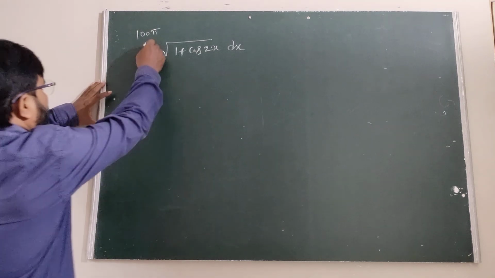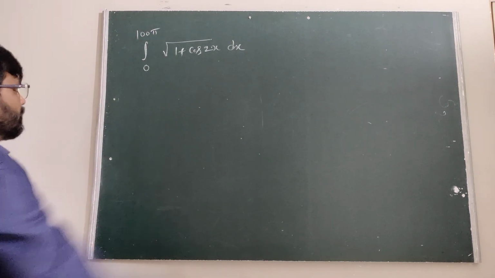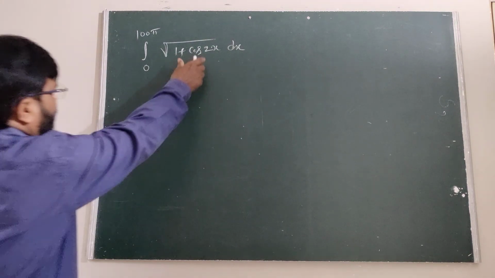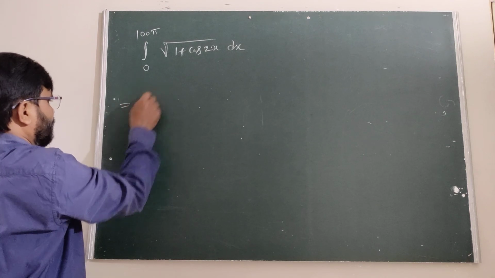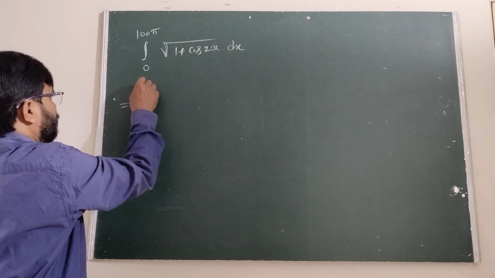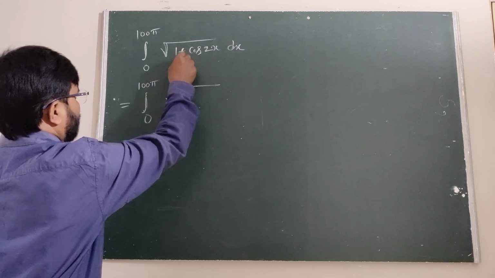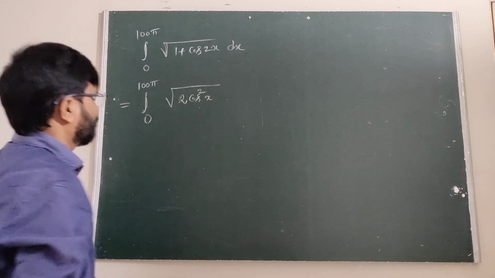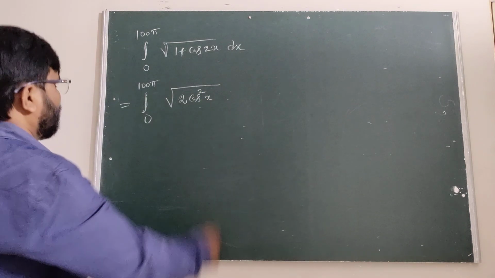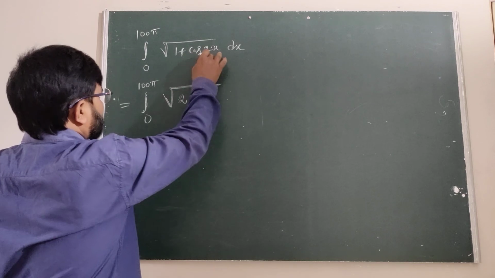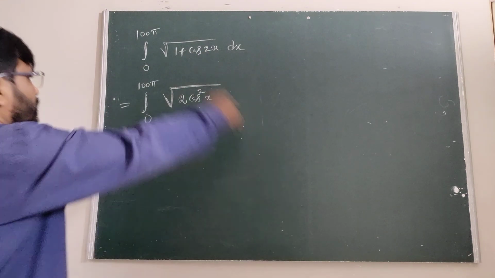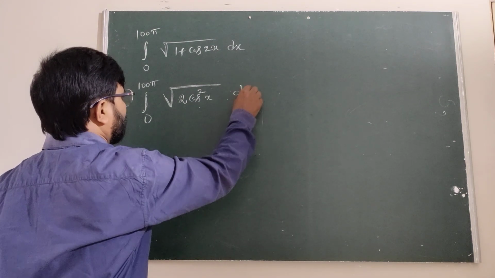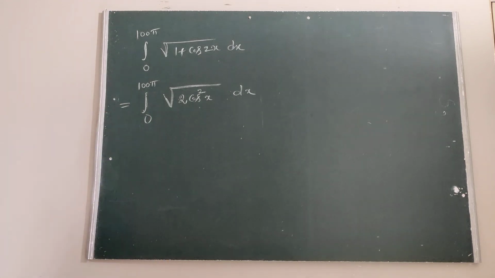Evaluate the integral from 0 to 100π of the square root of 1 plus cos 2x. First we find 1 plus cos 2x. We know that cos 2x is 2cos²x minus 1, so the plus 1 and minus 1 cancel. Therefore this is 2cos²x dx. Under the root, the square cancels.